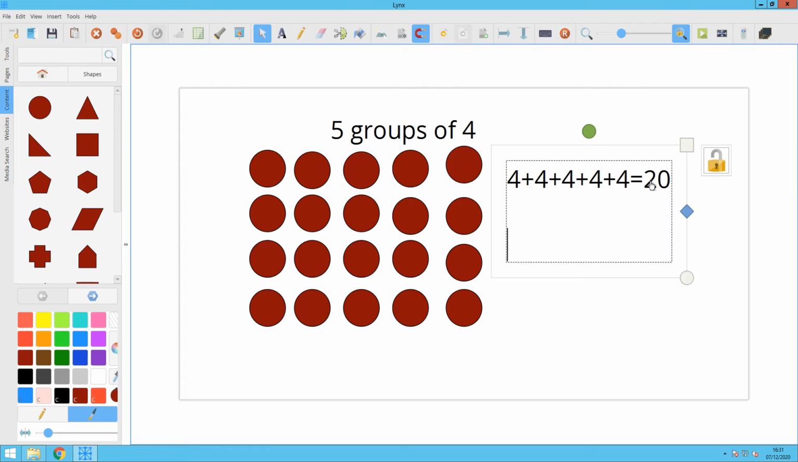Now I'm ready to go on to my multiplication number sentence. So as I have groups of 4, I'm going to put 4 in first and then my times sign. And as there are 5 groups, I'm going to do times 5. And we have already worked out that it equals 20. So my array shows 5 groups of 4, and I have used that to write a repeated addition and a multiplication number sentence to find the answer.